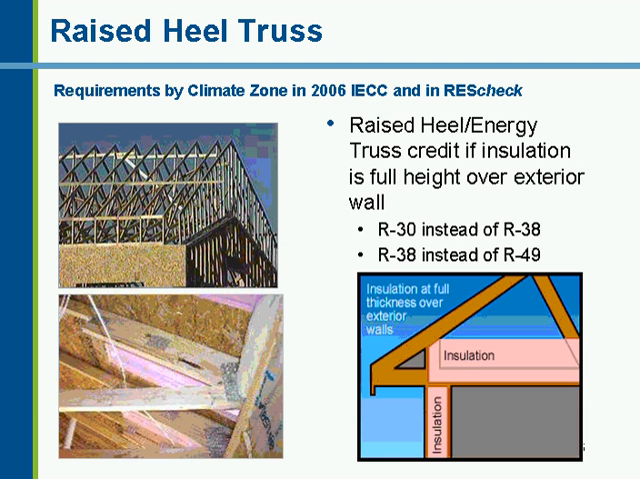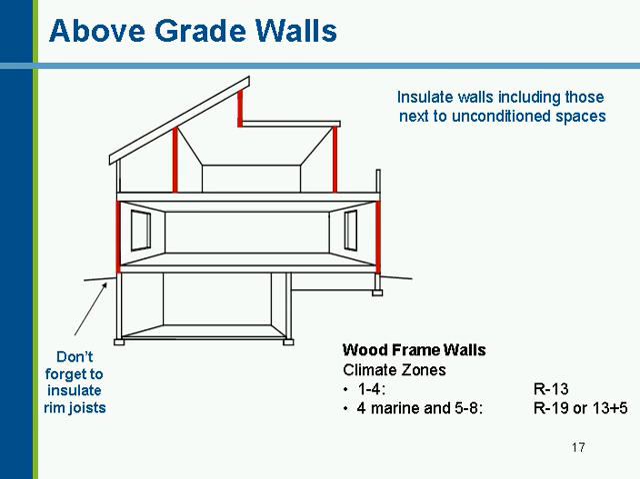Now the raised energy truss, raised or energy truss, in 2006 and REScheck. It's kind of the same thing here: if you can achieve full insulation to the full height over the exterior wall, and the code is requiring a higher R value of an R38, you can substitute that with an R30. The same applies if it was requiring an R49. You can substitute that with an R38, and you will not be penalized in the software.